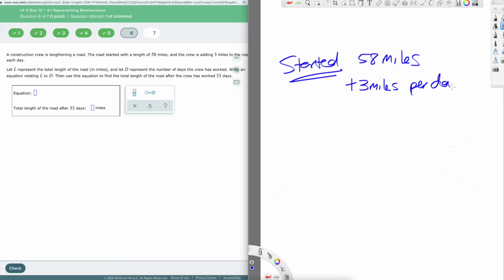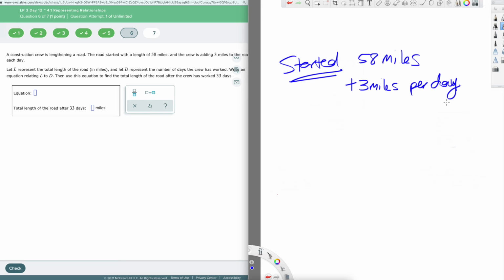So we're starting to write a little equation here already, just by thinking about these two pieces. We're starting at 58 miles. After day 1, they'd have 3 more miles than that. After day 2, they'd have 6 total miles more. So it's not 6 miles total, it's 6 miles more than the 58. They already have 58 miles on the road.